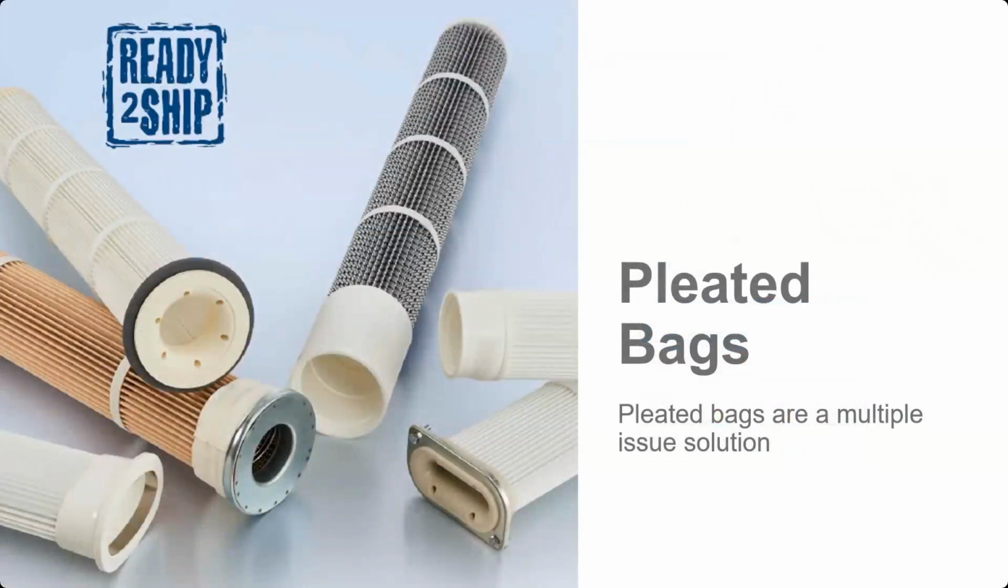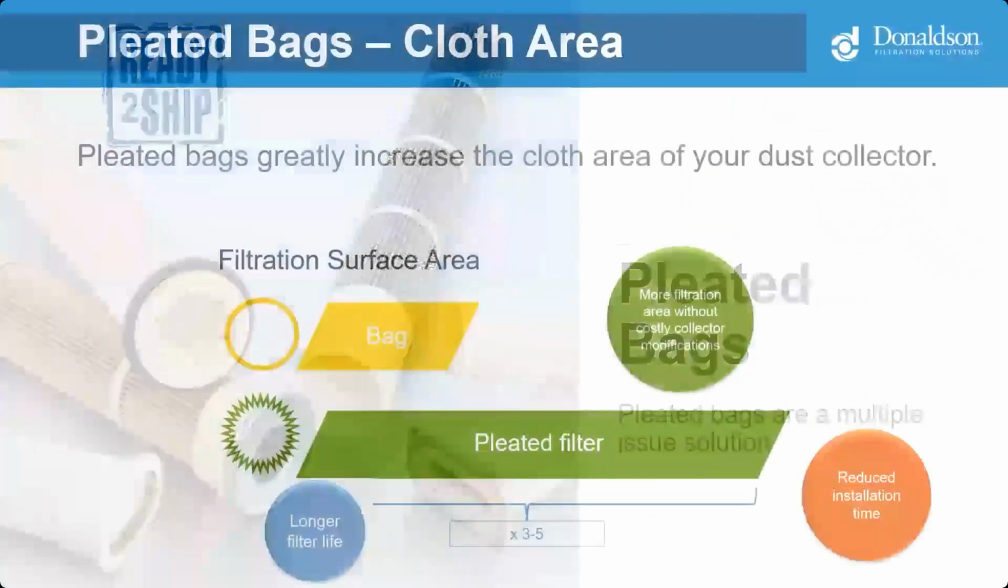So with that, I want to talk for a few minutes about pleated bags. I touched on them a little bit earlier, and I want to spend a little bit of time on them because I really had a lot of success with these in the foundry industry. A pleated bag takes the place of a bag and cage in a pulse jet dust collector. You throw your cages out, you put the pleated bags in there. Why would you do that? Well, let me tell you.